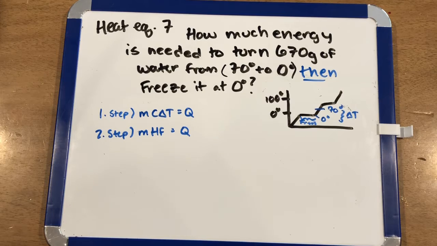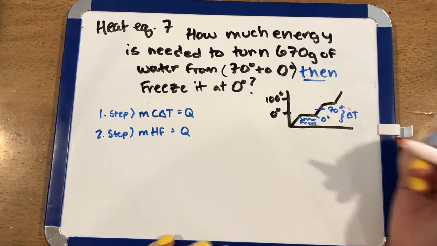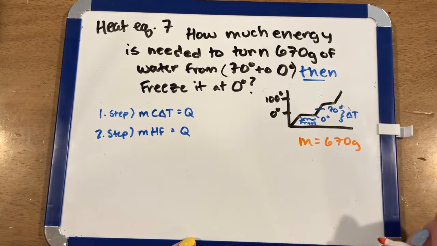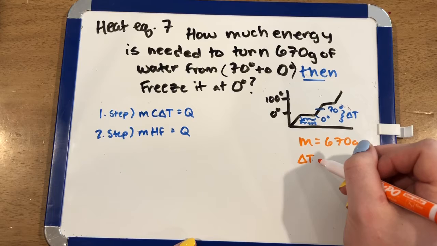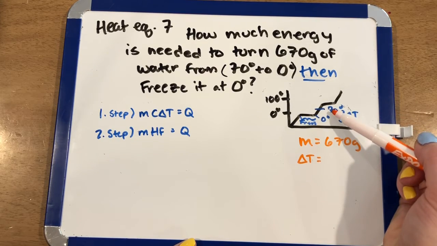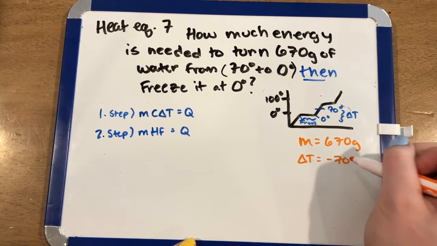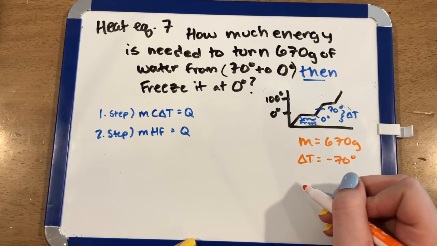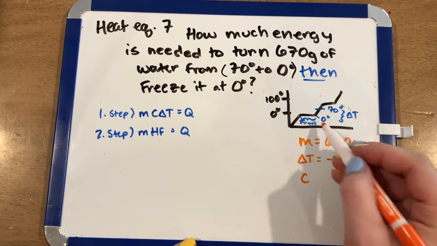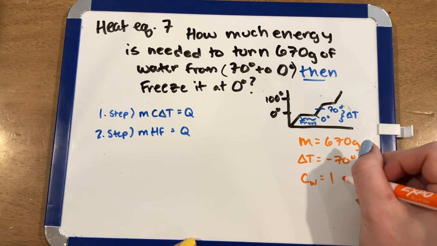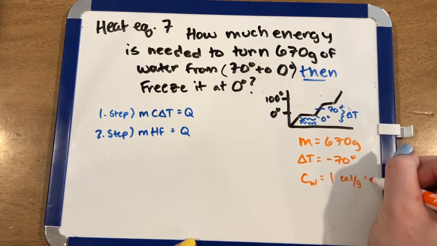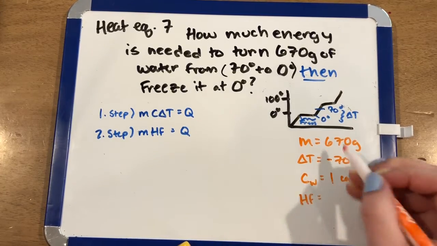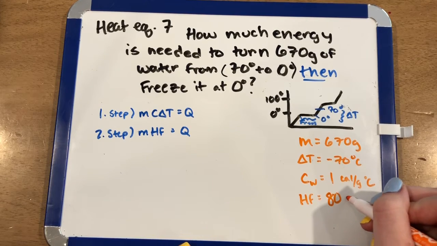So let's write down the variables that we do know. We know our mass is 670 grams. We know our change in temperature, final minus initial. We're starting at 70 and we're going to 0, so it's going to be 0 minus 70, so we end up with negative 70 degrees. We know our specific heat for water is 1 calorie per gram degree Celsius. And we know our heat of fusion for water is 80 calories per gram.